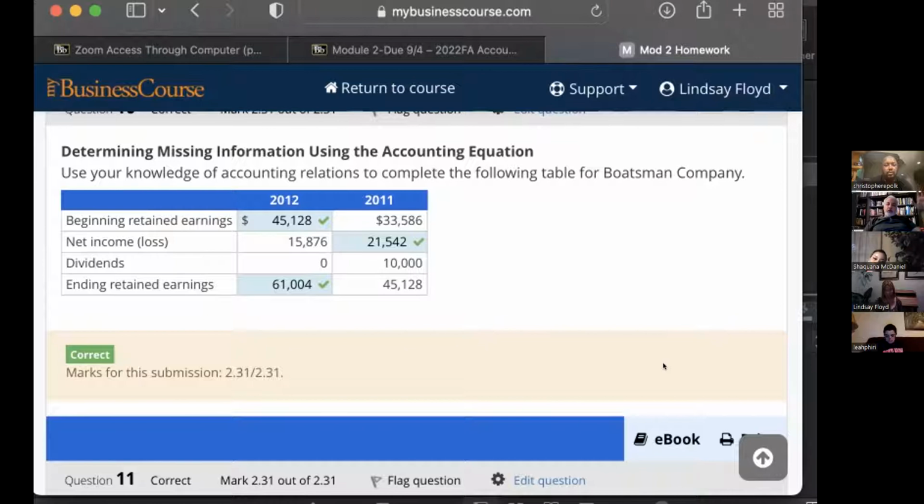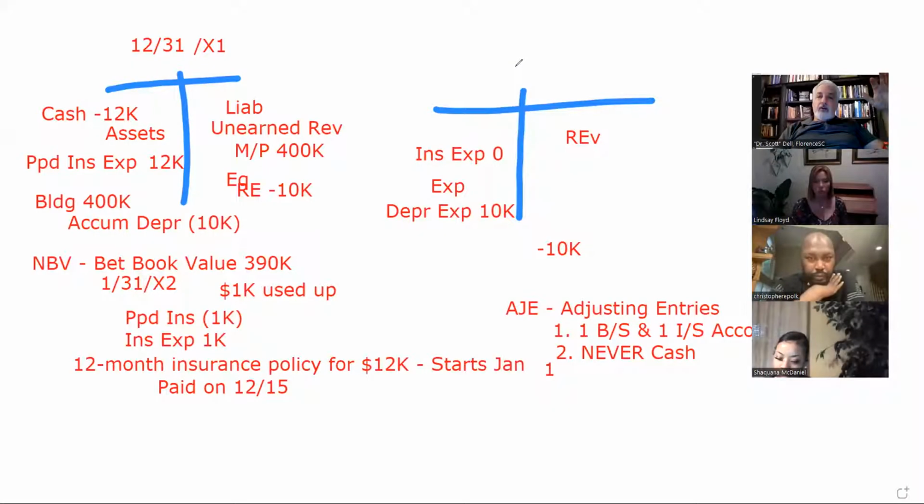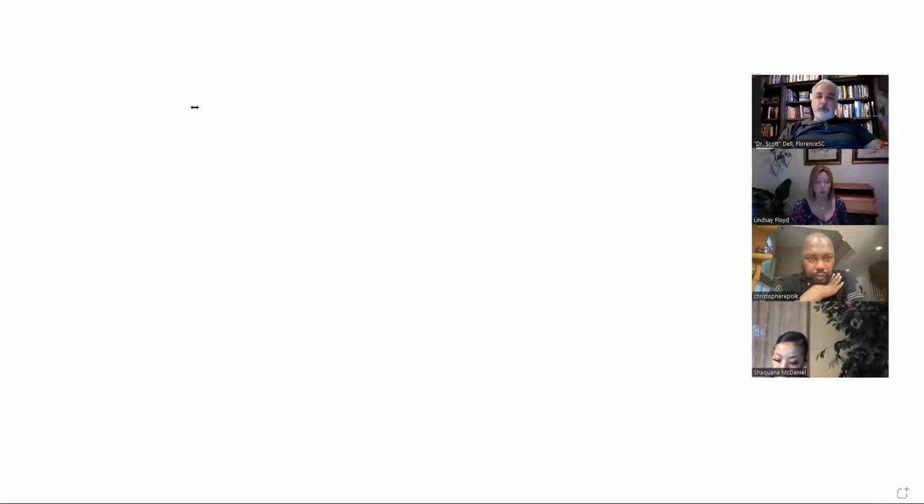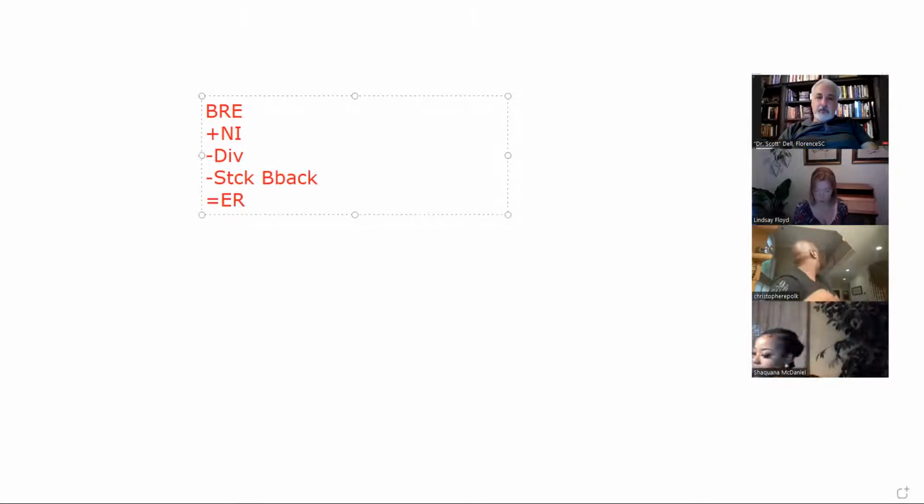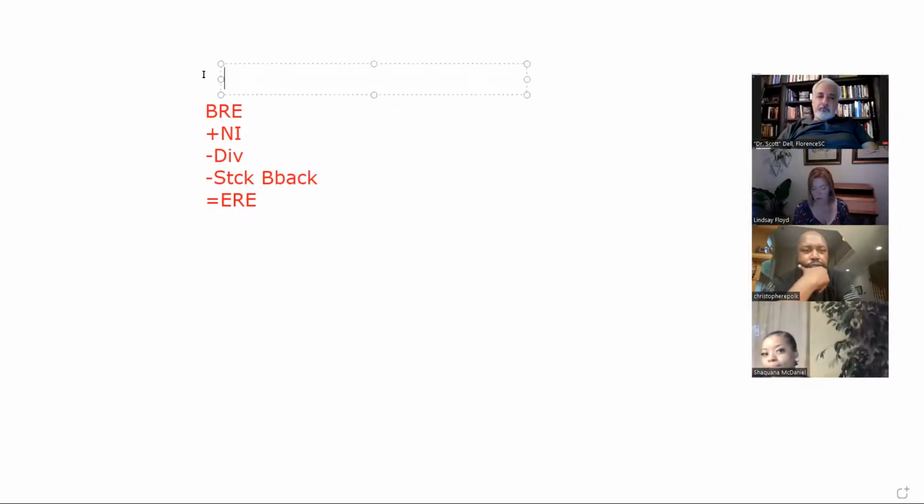So I'm going to take over the screen right now. And I'm going to go back and say, all you need to worry about is our retained earnings formula. And if you grid it for beginning retained earnings plus net income minus dividends minus stock buyback equals ending retained earnings. And we go one step further. This is say 2021.